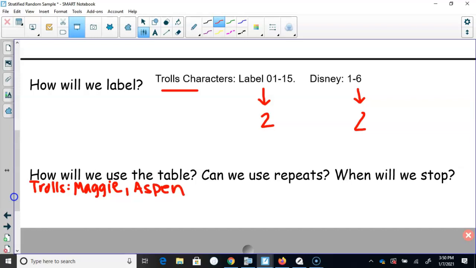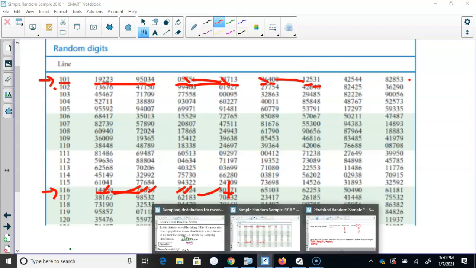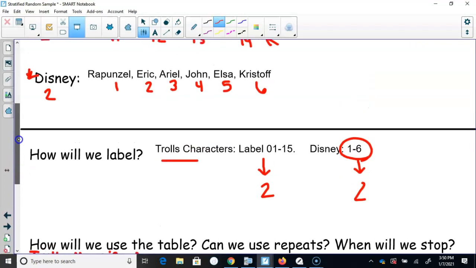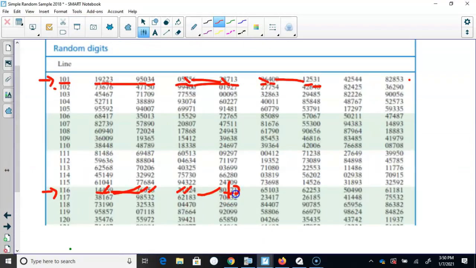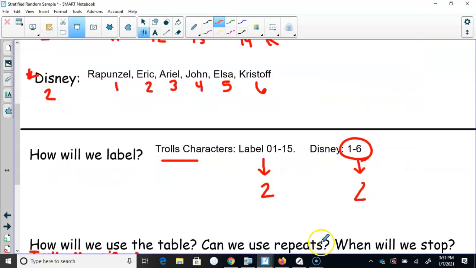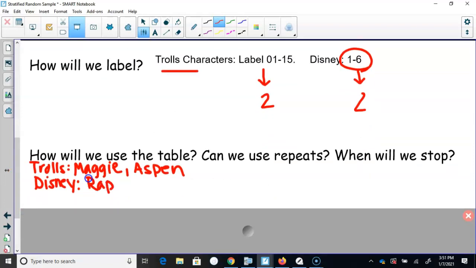Now let's talk about the Disney characters. Now what do I do, guys? Remember, my Disney characters are only labeled 1 through 6. So when I go to that table, let's look. 1 through 6, I'm going to go by 1 digit. I'm going to start from where I left off. I'm going to start at 7. Do I have a 7th person in my Disney characters? I don't. I only have a 6th person, 1 through 6. So I'm going to go back and then I say 1. Well, 1 does work, okay? So who is my first character? That's Rapunzel. So for the Disney characters, Rapunzel will be picked.